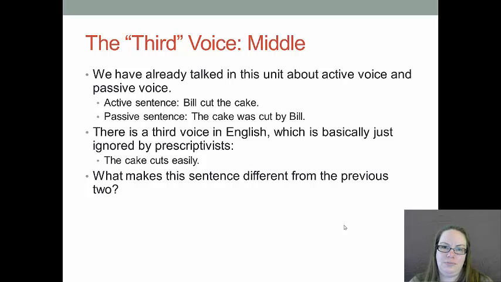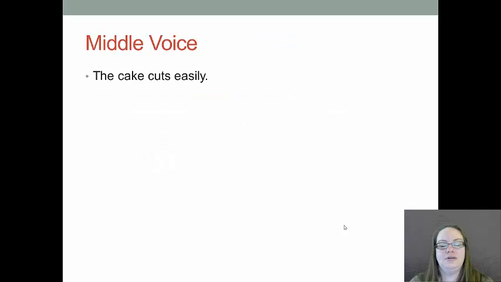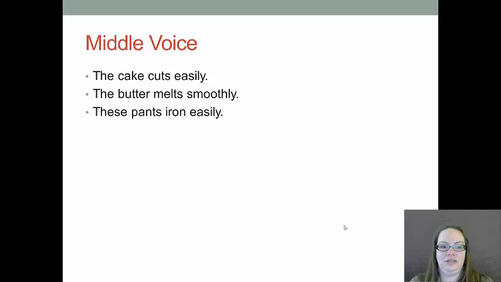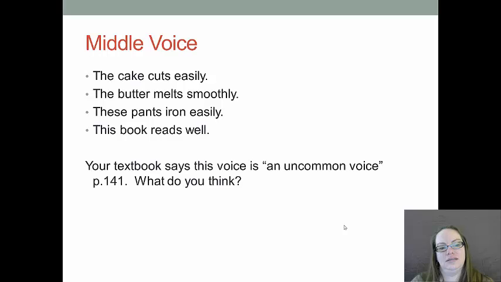There are not too many instances. It tends to be specific types of verbs that we use for this middle voice. Here are some examples. The cake cuts easily. The butter melts smoothly. These pants iron easily. This book reads well. So again, it's describing the property of the subject instead of describing who has done something or what has done something.